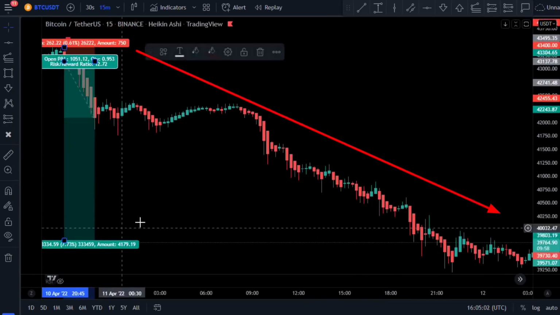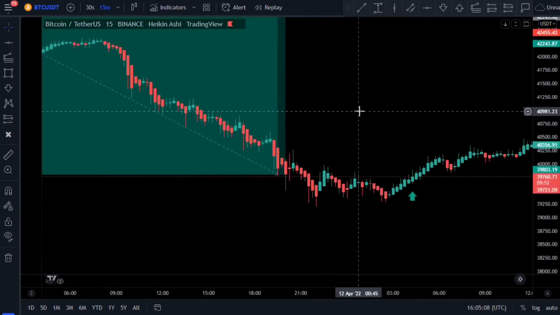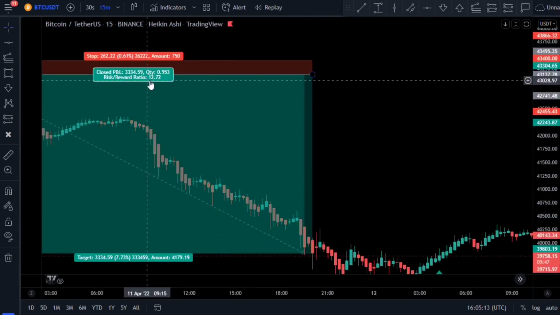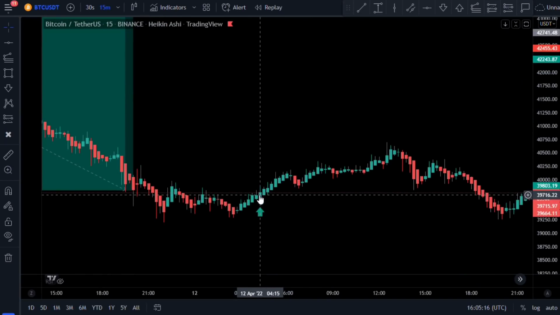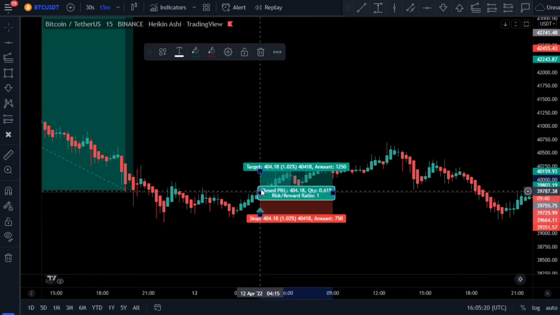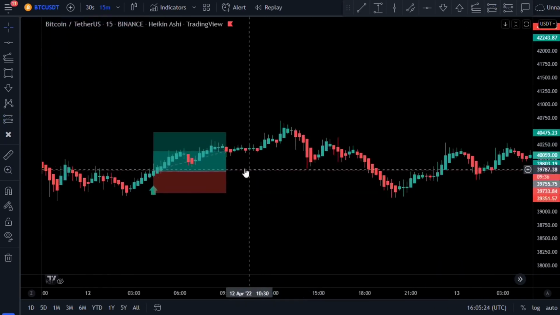If I continue the short position until the end of the downtrend, I will get a risk to reward of 12 from this position. I will open a few trades to see for yourself how accurately this strategy sends a signal. Let's continue scalping trading.